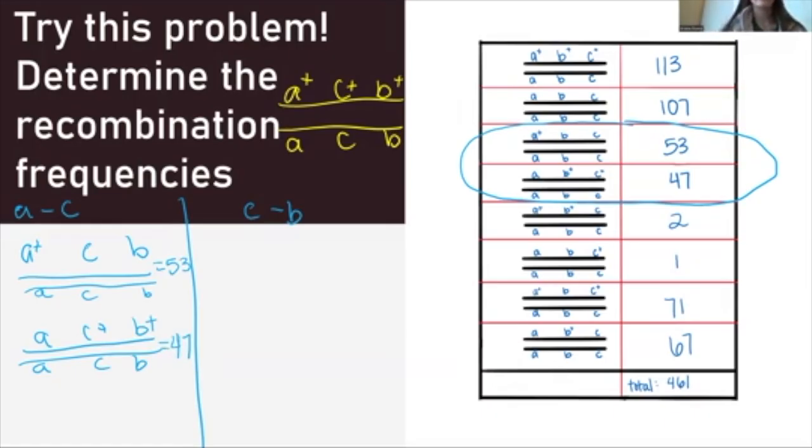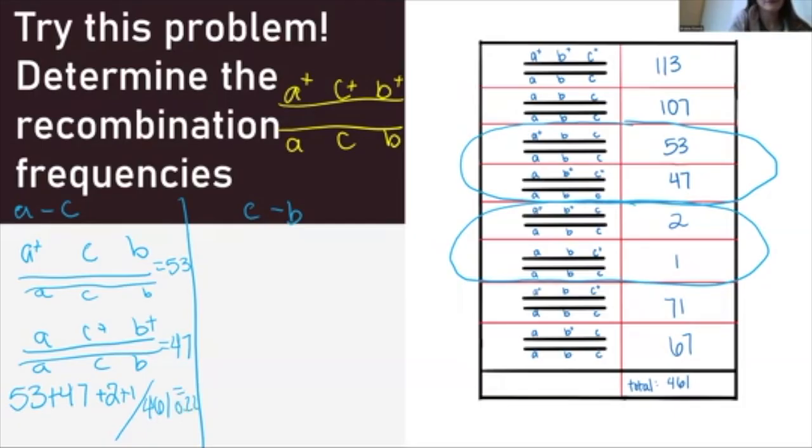So now I'm going to calculate my recombination frequency between A and C. I take the two numbers I found, I add those together, and I also add the two numbers from my double crossover, because we had to have a crossover between A and C in order for a double crossover to happen. So I add together 2 and 1, and I divide by the total number of offspring, which is 461. I'm going to do that really quick. And you should get 0.223.